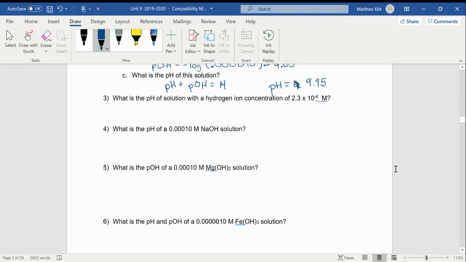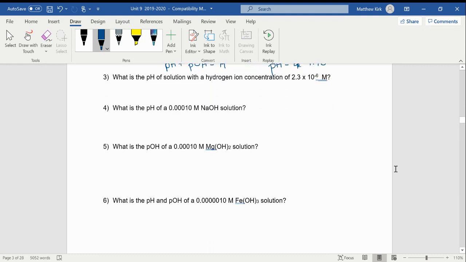All right, let's try a couple more. Number 3 asks, what is the pH of a solution with a hydrogen ion concentration of 2.3 times 10 to the negative 6? Okay, we're asked for pH. Hopefully we're starting to memorize this by now. Remember, our pH is found by taking the negative log of our H+ or H3O+ concentration. We're given our concentration, so this is just a case of plugging in.